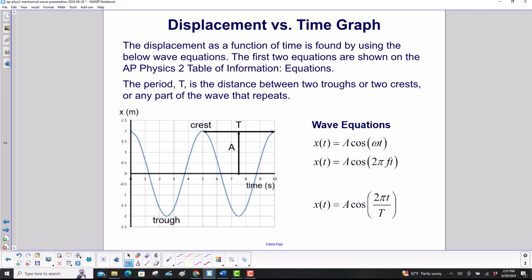The displacement as a function of time is found by using the below wave equations. The first two equations are shown on the AP Physics 2 Table of Information equations. The period, T, is the distance between two troughs or two crests, which are shown here, or any part of the wave that repeats. So for example, it goes up and down between here and here, then starts repeating, and that would also be the period. Here are the wave equations, where omega is equal to 2 pi f. And down here, we replace frequency with 1 over the period.